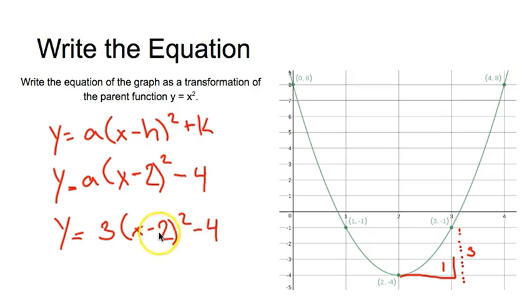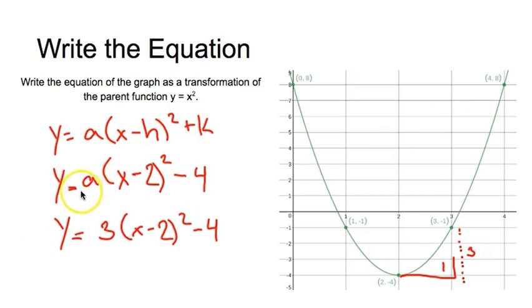So again, I've shifted to the right 2 units, I've shifted down 4 units for my vertex, and then where I would expect to go over 1 and up 1, instead I do 1 times 3, and so it goes up 3 spaces. Now I can check using my second point to see if this is correct. We would expect to go over 2 and up by 4 times 3, which is 12. And here we can see on the graph we've gone 1, 2, 3, 4, 5, 6, 7, 8, 9, 10, 11, 12 spaces. So our equation is correct.